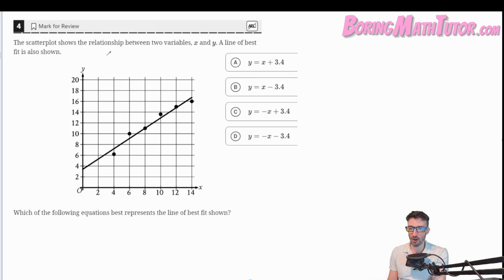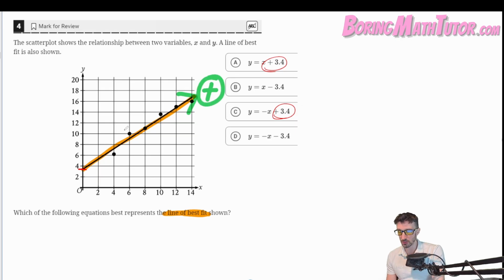Look at this. They are giving us a scatter plot, and they want to know which of the following equations best represents the line of best fit. Well, here's the line of best fit. And to me, that looks like it's got a positive y-intercept. These are my only options, so it's pretty clear it's the positive one. So it's got to be one of these. And then what about the slope over here? Well, it's heading up. That means it's a positive slope.